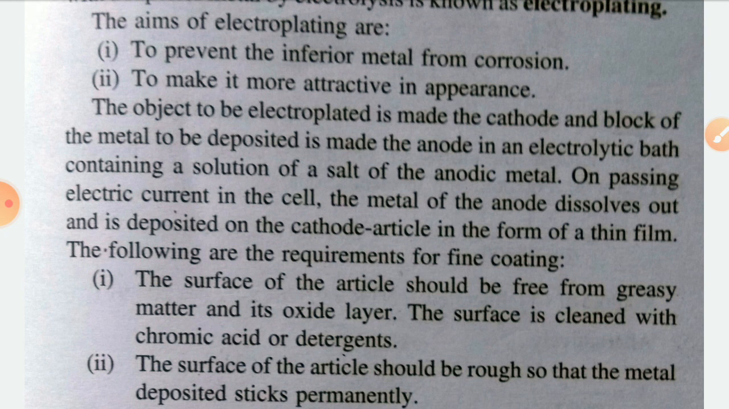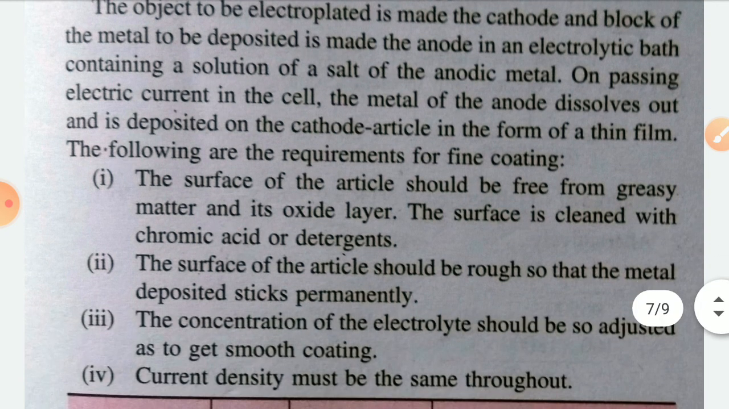On passing electric current in the cell, the metal of the anode dissolves and is deposited on the cathode article in the form of a thin film. In electroplating, the following requirements are needed for fine coating. First, the surface of the article should be free from greasy matter and its oxide layer. The surface is cleaned with chromic acid or detergents.